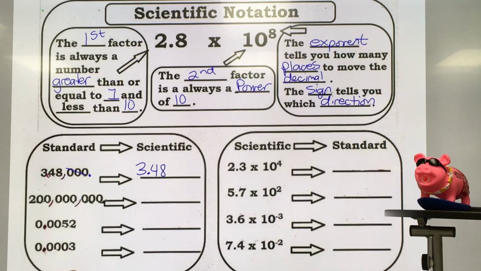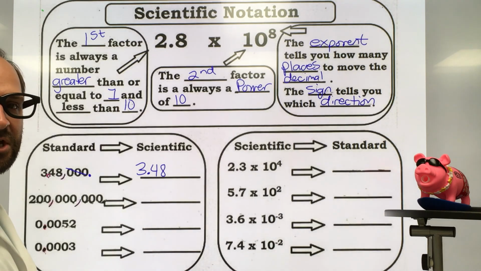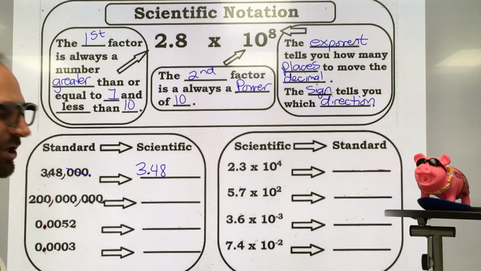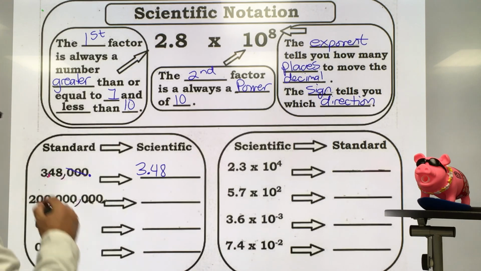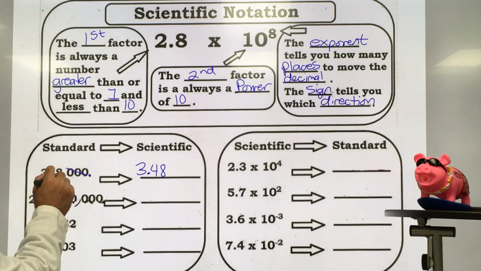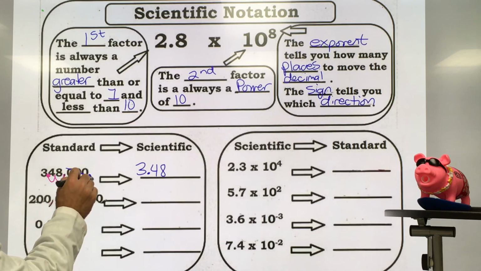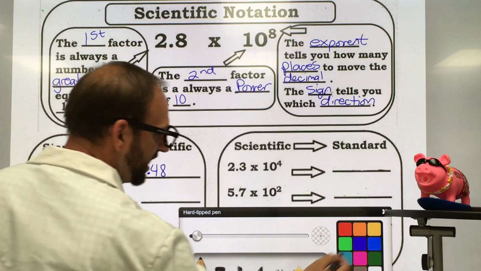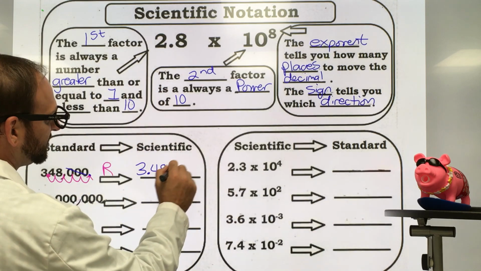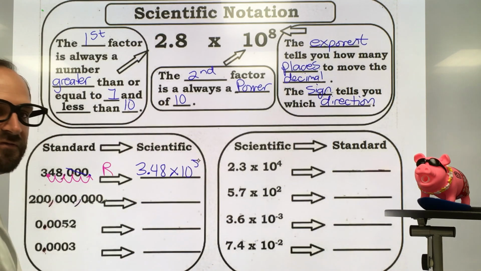Now, to determine my power of 10 or my second factor, I'm going to count from this new decimal back to the original decimal. For this number, that's going to have me move to the right 5 times. I move the decimal to the right 5 places. Anytime that I move to the right, that's going to be a positive exponent. So I would write my second factor as times 10 to the 5th.